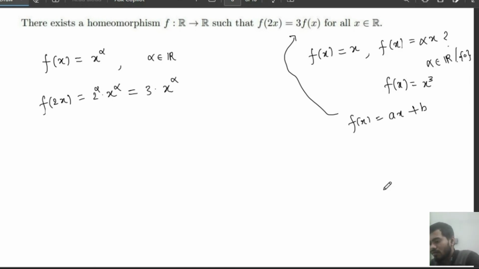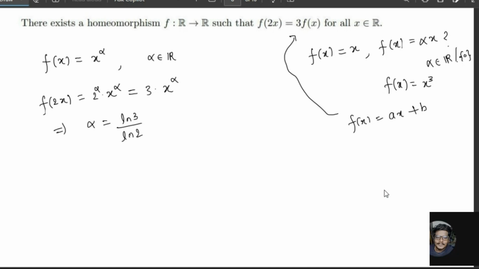Right? What does that mean? Can we find alpha here? 3 should be equal to 2 raised to alpha. Just give me a minute. So this will imply alpha is nothing but log base 2 of 3.